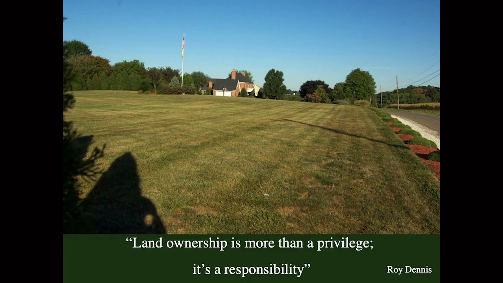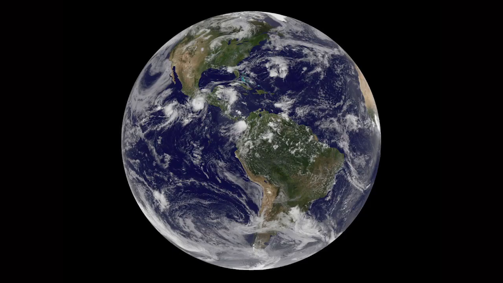Roy Dennis is a land manager in England, and he recently said that land ownership is more than a privilege. It's a responsibility. And I wish I had said that, because that is so true. You know, planet Earth is covered with a very thin film where all the life in the universe, as far as we know, is concentrated. It's called the biosphere. And if that were an egg, the biosphere would be thinner than the eggshell. It's a very small space where we have all the life.